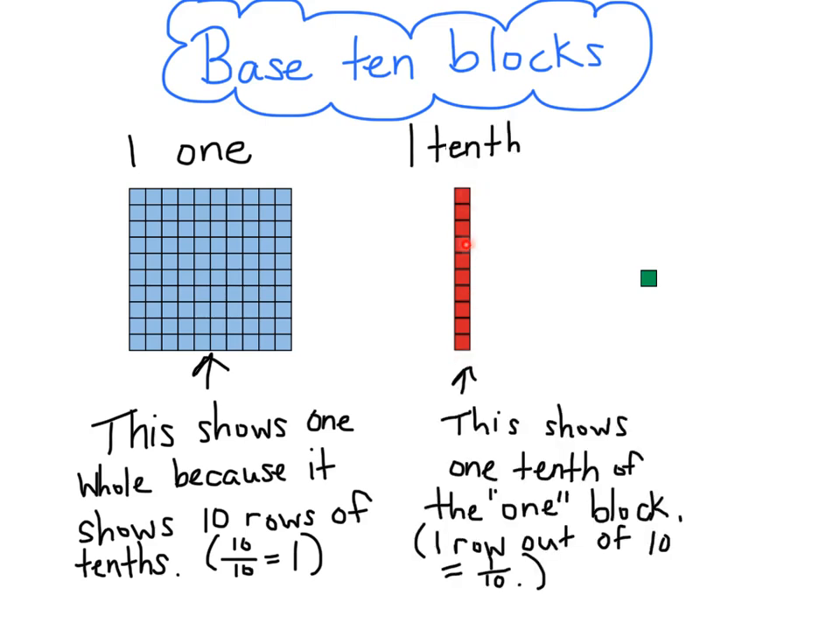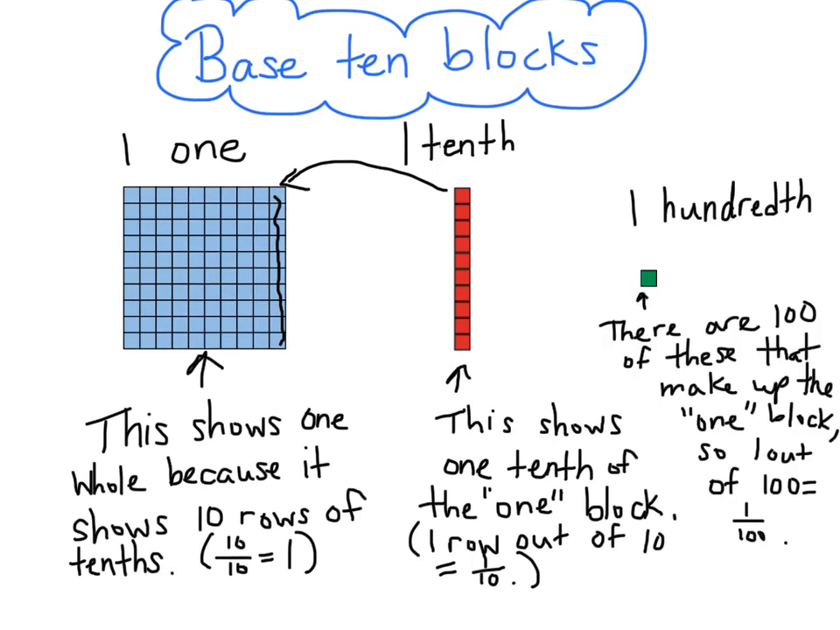This model right here is called the 1/10, and you can see that it is 1/10 of this block over here. If you can kind of imagine, each one of these is considered 1/10, and so one row out of 10 is equal to 1/10. So this is what we use to show tenths.